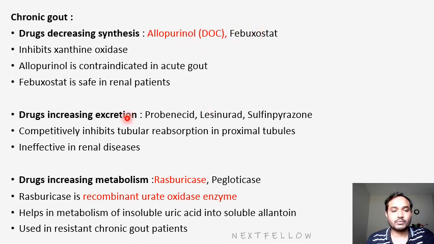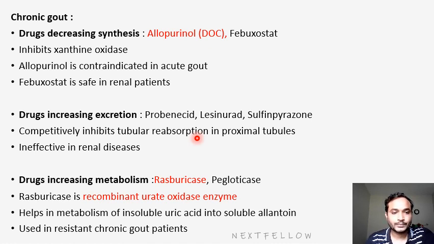Next, coming to the drugs increasing excretion of uric acid. In this group, we have probenecid, lesinurad, and sulfinpyrazone. Among these three drugs, they act mainly by competitively inhibiting tubular reabsorption in the proximal tubule. They will inhibit the tubular reabsorption of uric acid. Once they inhibit the tubular reabsorption, it will increase excretion of more uric acid, leading to decreased uric acid in the blood level, because they are inhibiting reabsorption. So they enhance the excretion of uric acid from the blood into urine.